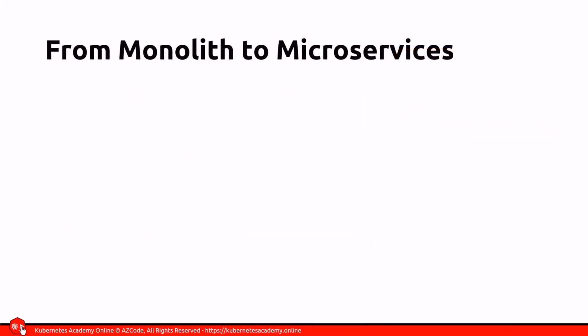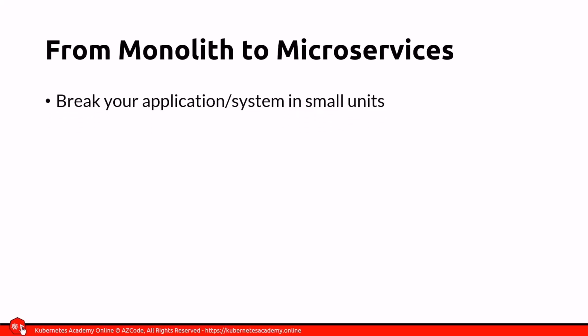So if you have an existing monolithic system, how can you transform it into a microservices architecture? Well, you need to break it into small units, like the code that dealt with the identity in our business layer.